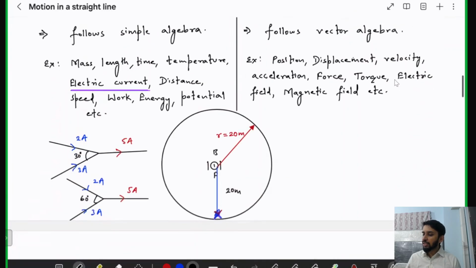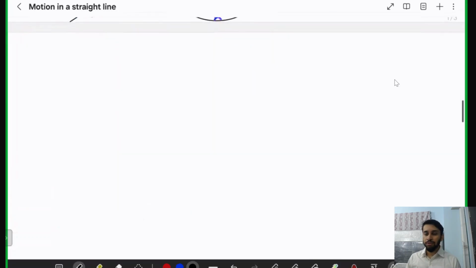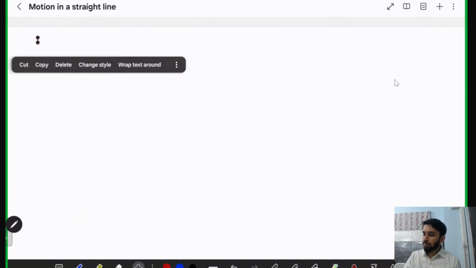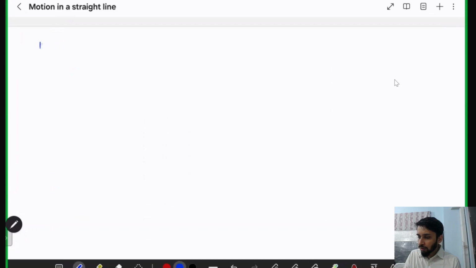But before that we need to know what is distance and displacement. Okay, right? Not an issue. So let us see. First we have position. Let's talk about position here. Okay. So we need to know a few terms. So the first term here we have is position.